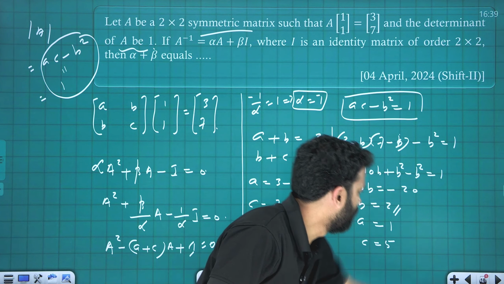Therefore beta is equal to what? 6, and alpha was equal to minus 1. Therefore alpha plus beta is equal to what? 5. That's all. Okay, done.